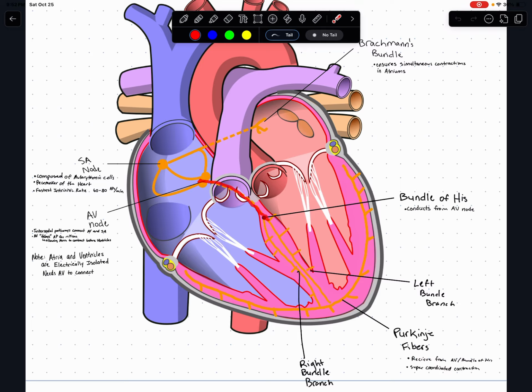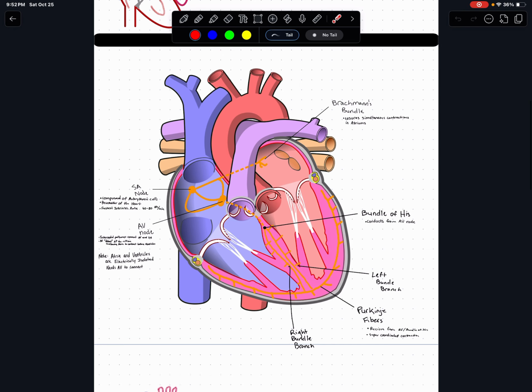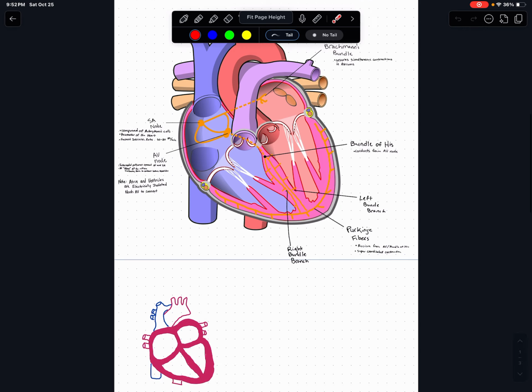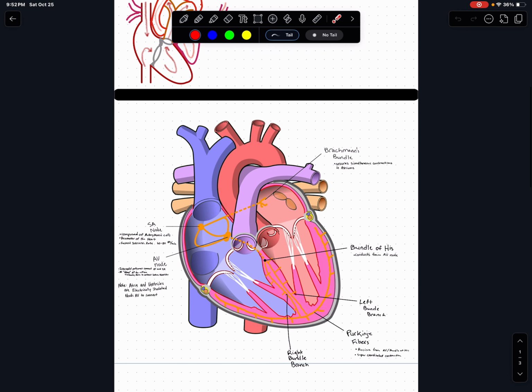Again, now we're conducting into the bundle of His. And so now we're getting into the actual contraction of the ventricles here. The bundle of His sends it into the left and right branches. The left and right branches are going to conduct this at an extremely fast rate and then into the Purkinje fibers. And we'll go over the EKG, ECG, and you're going to see more or less how this works. But knowing this anatomy and how this conduction works is going to be really big when it comes to looking at an ECG.